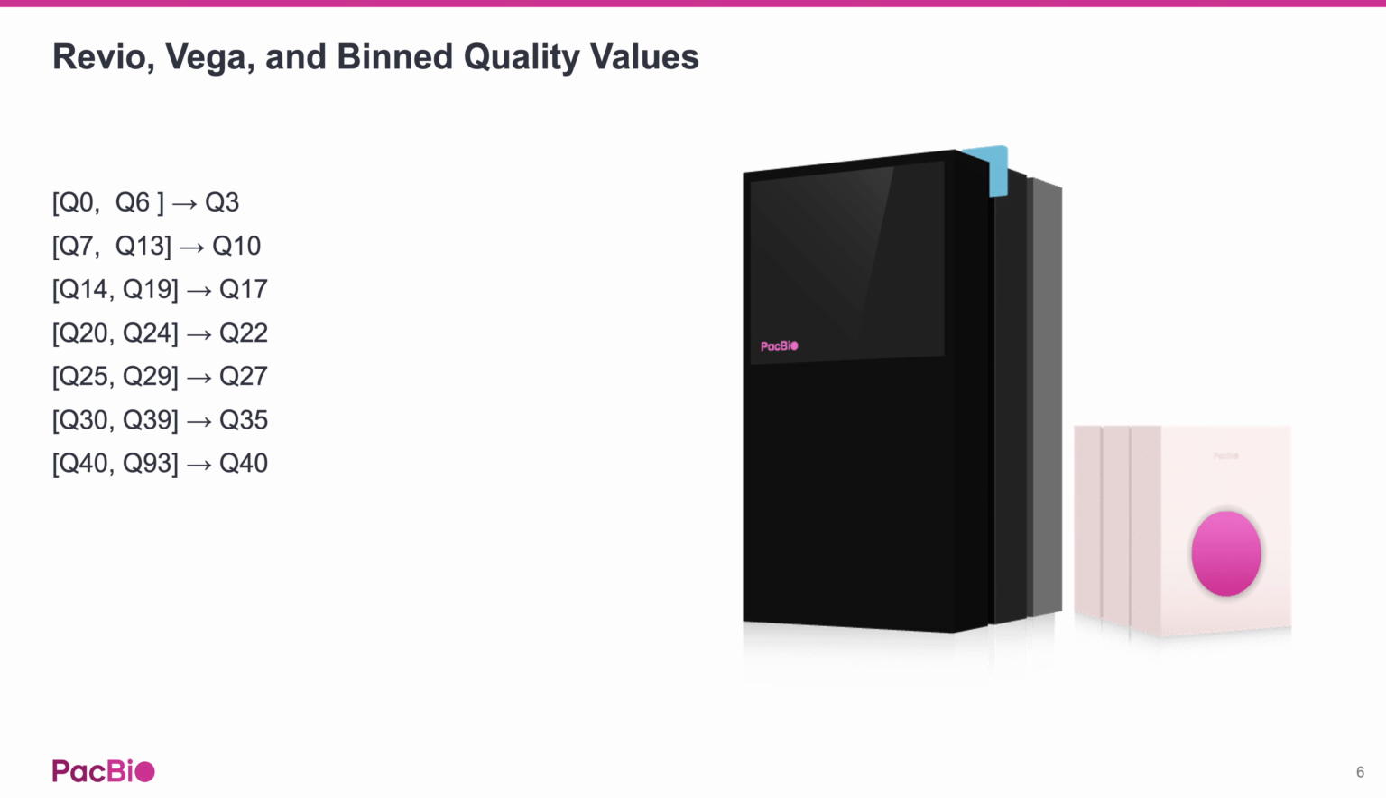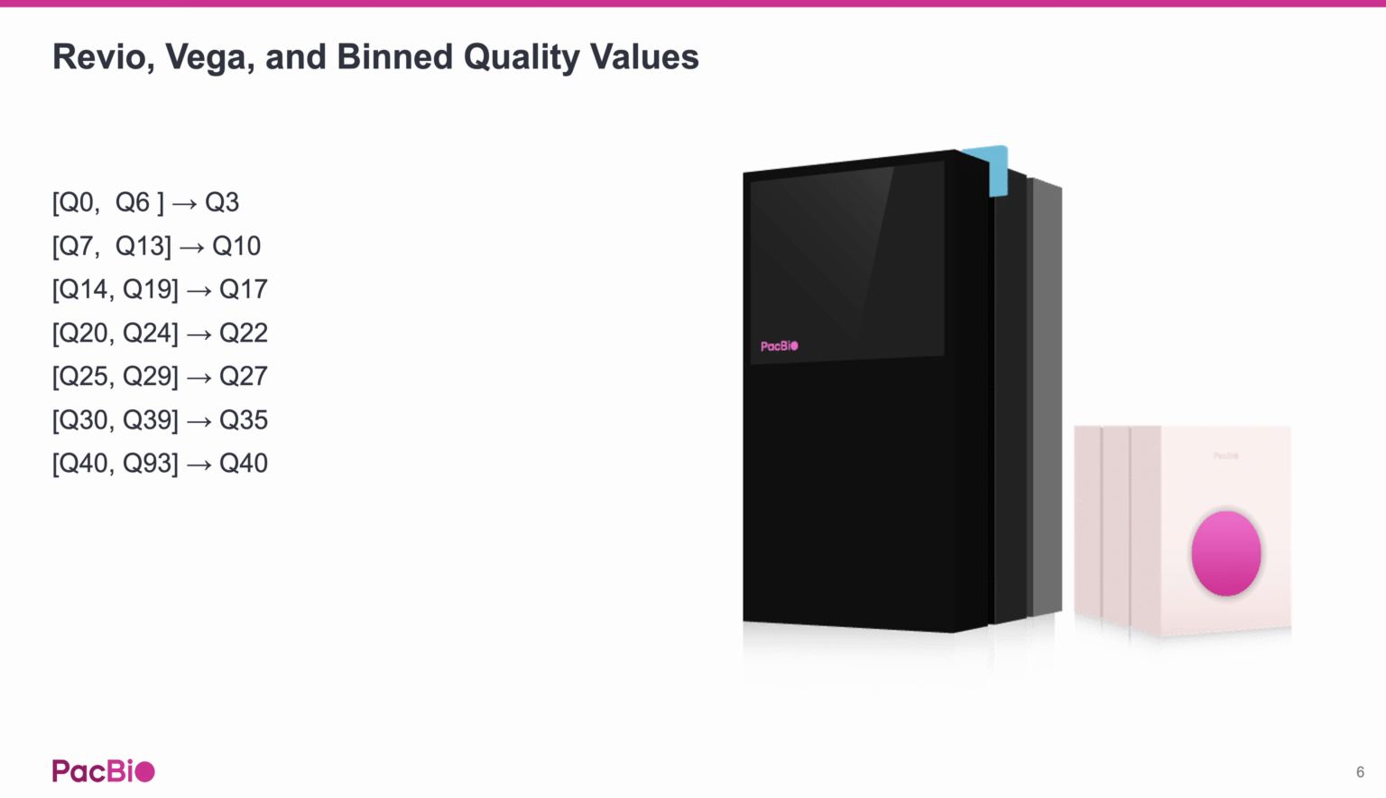The main motivation for reducing the quality resolution is reducing the overall output file size from about 1 byte per base to about half a byte per base. For a Revio SMRT Cell, this could be savings of 50 gigabytes or more, especially with the new Spring chemistry. For Vega, this will save about 30 gigabytes of storage per run.